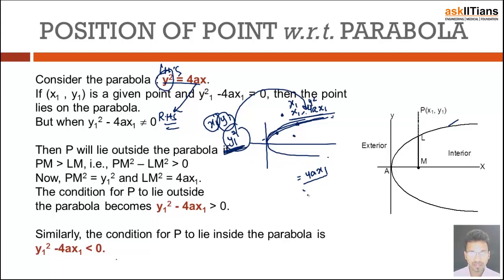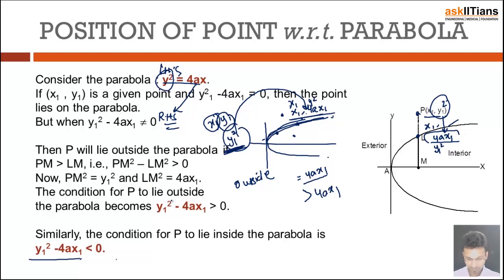If this value is greater than 4ax1, means for the given x, suppose you take a point x1 y1 here as shown, this will be x1, corresponding to it we will have 4ax1 and this will be y1 square. So we are having y1 square greater than 4ax1. This means the point lies outside the parabola. Similarly for inside, the condition is y1 square lies somewhere here, so that should be less than this quantity. Easy to understand. You can interpret and also use this notation for understanding it better.